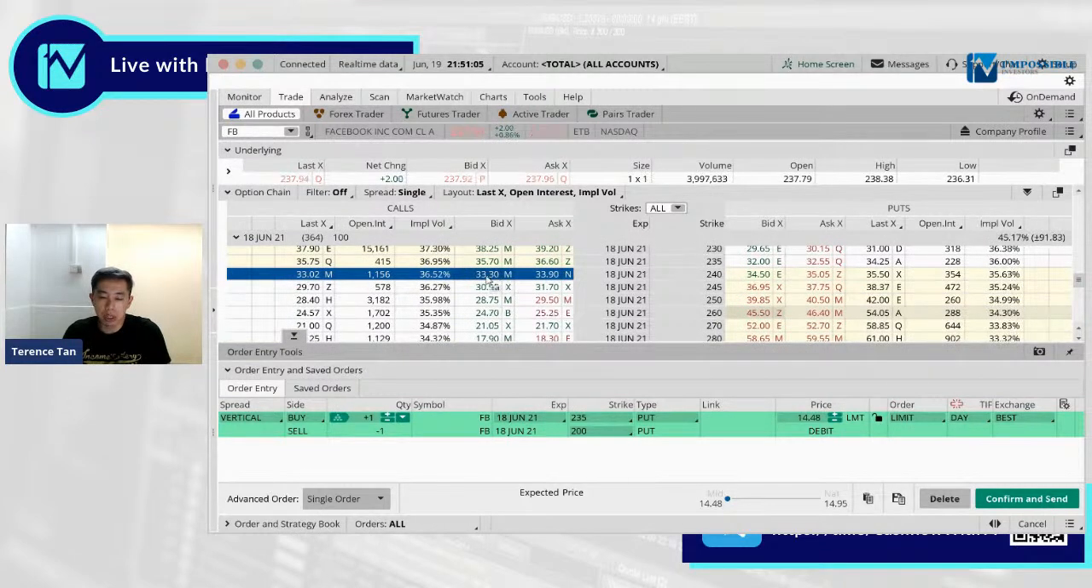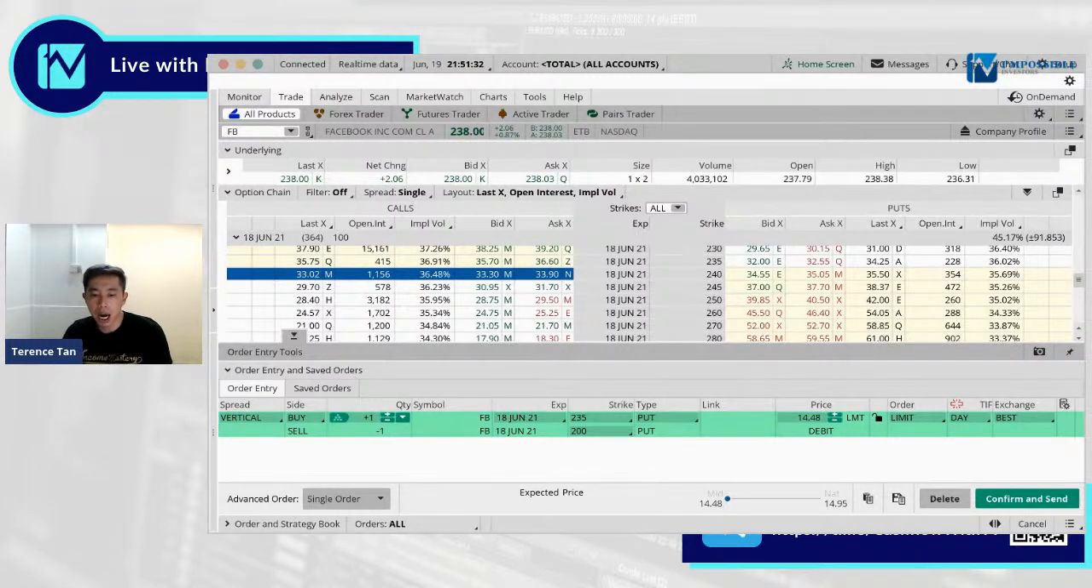You actually sold the 240 call for $30 over. So you're keeping almost $19 up front for this collar trade on Facebook. Javon, I hope that answers your question that you were asking earlier.